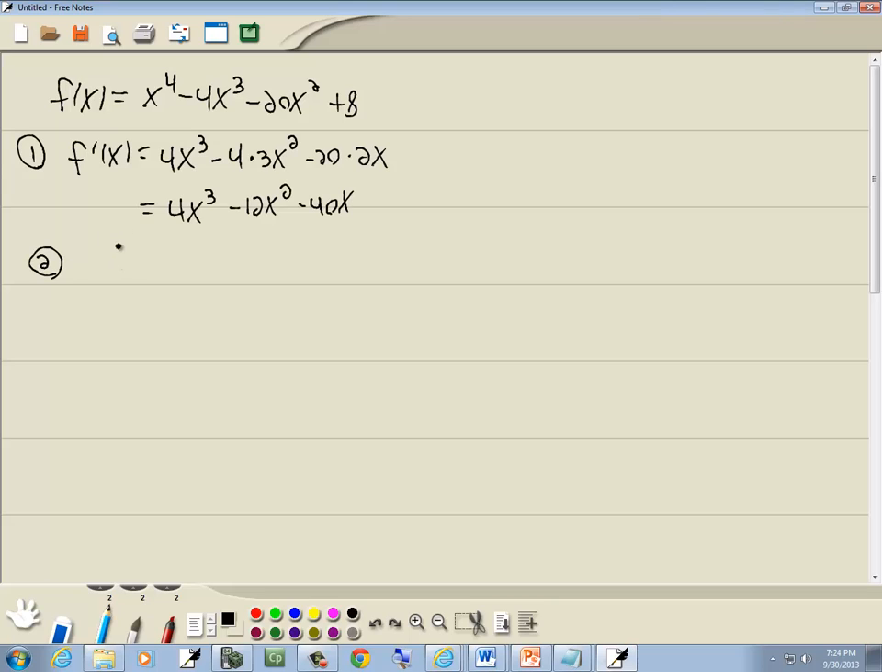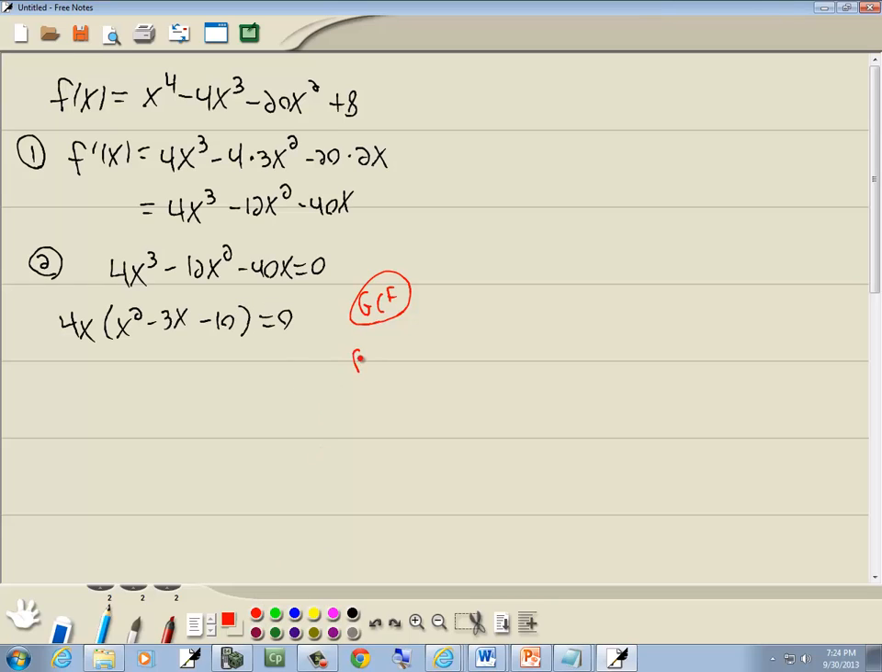Step 2, set this equal to 0. So we've got 4x to the third minus 12x squared minus 40x equal to 0. And then we want to solve it. Well, first method is GCF. We're going to factor out. They all have a 4 and an x in common. So we'll factor out a 4x, and that leaves us x squared minus 3x minus 10 equal to 0.